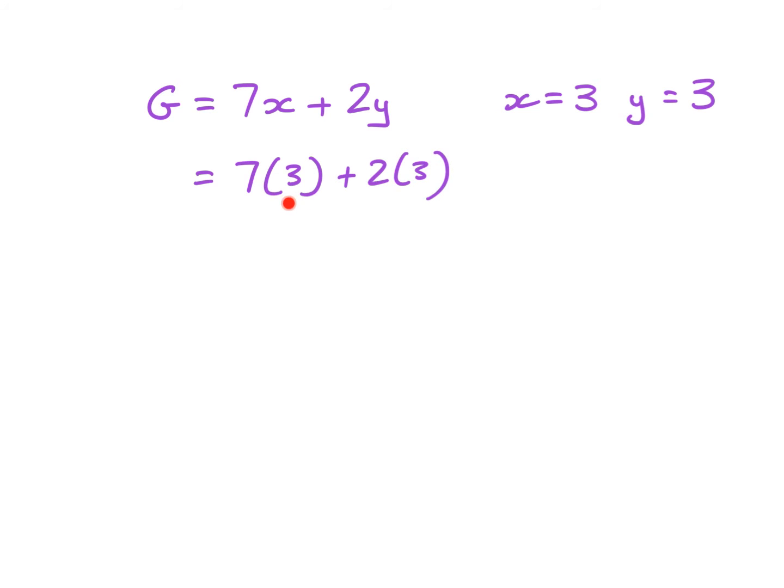And where did I get this 3 from? Well, this is an x value, so it's this value over here. And this over here is a y value, which is this y over here. Rightio, so we'll multiply it out because the brackets are multiplications. 7 times 3 is 21, plus 2 times 3 is 6. 21 plus 6 gives me 27, therefore G is equal to 27. Hope you got that one right. And that's pretty much all there is to using formulas.